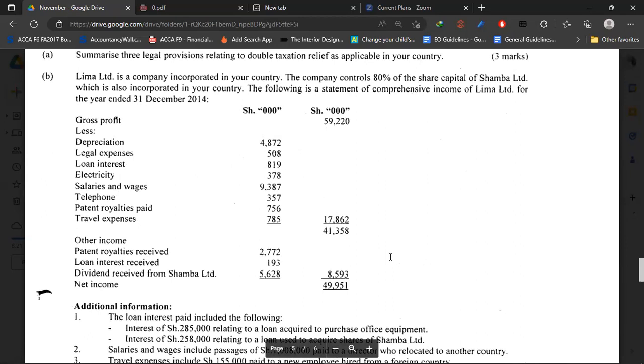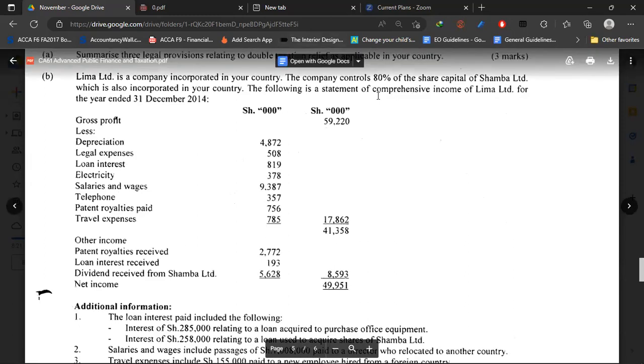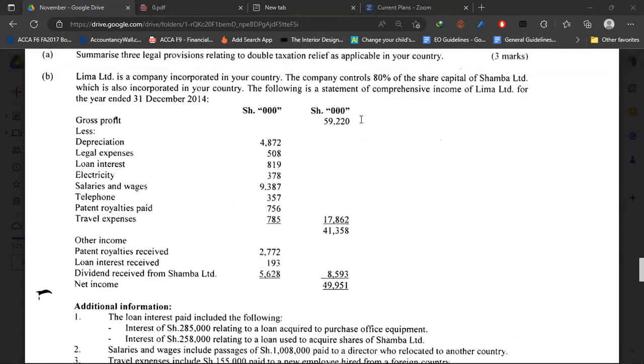I'll read. Lima Limited is a company incorporated in your country. The company controls 80% of the share capital of Shamba Limited, which is also incorporated in your country. The following is a statement of comprehensive income of Lima Limited for the year ended 31st December 2014.